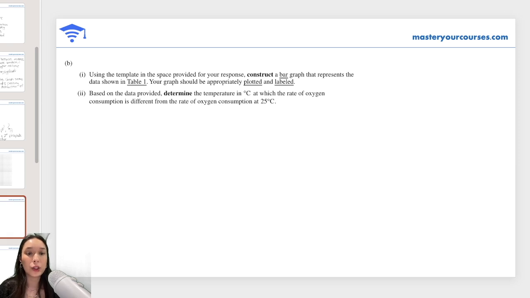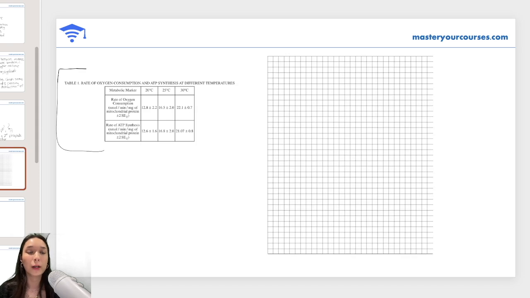Okay, so the next part says, for part B, using the template in the space provided for your response, construct a bar graph that represents the data shown in table 1. Your graph should be appropriately plotted and labeled. Okay, so they tell you what type of graph to use, which is very beneficial. And so you're going to be doing a bar graph with table 1, which is right here.